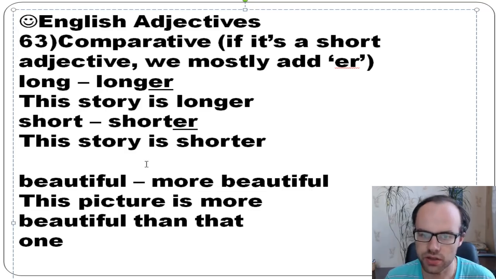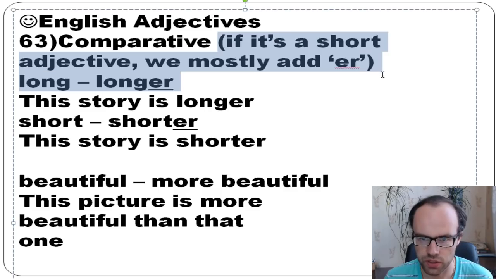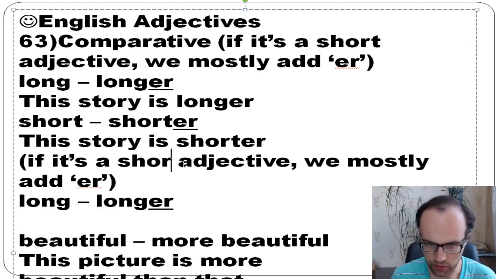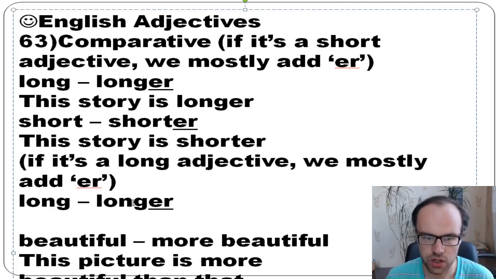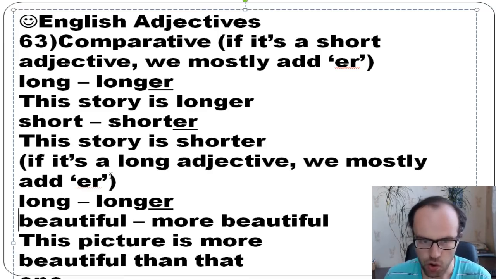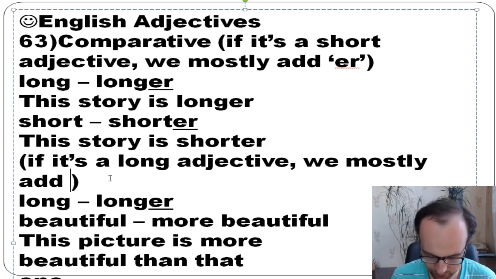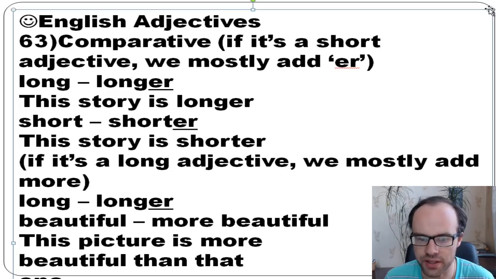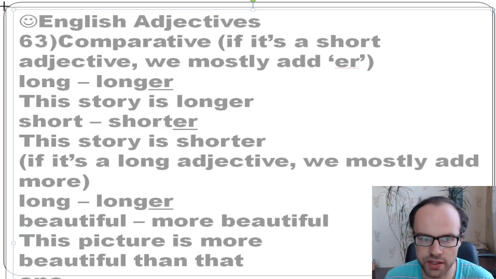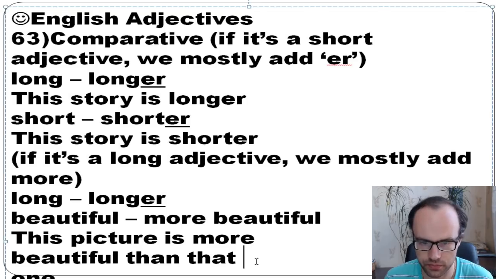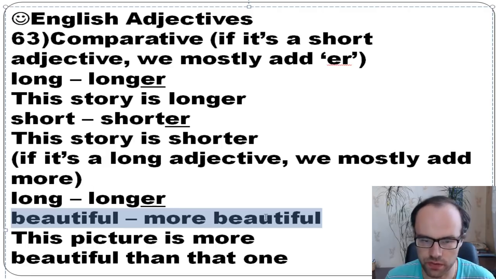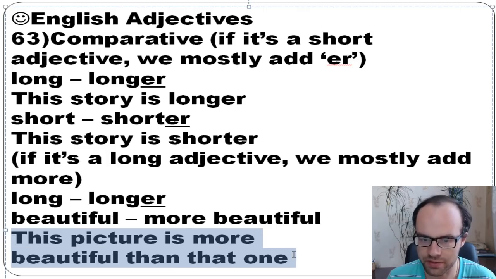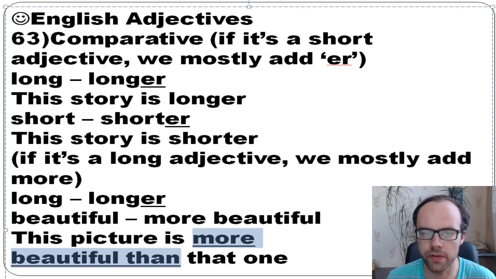So if it's a long adjective, we mostly add "more" before an adjective, okay? So I hope that's clear. Look, please. Beautiful, more beautiful. This picture is more beautiful than that one. So we say more beautiful than something, okay? More beautiful than that one.